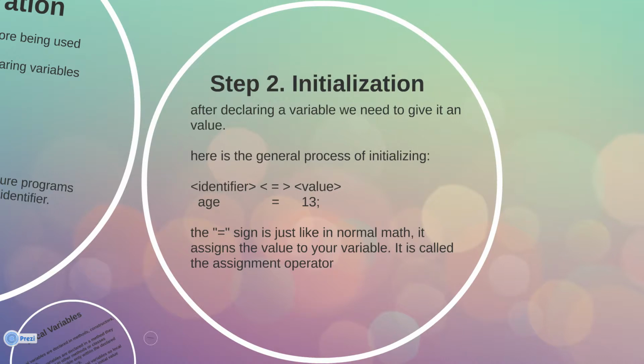So here is age. Age is an integer, and we make it equal to 13. Now age is 13. The equal sign is just like in normal math. It assigns the value to your variable. It is called the assignment operator.